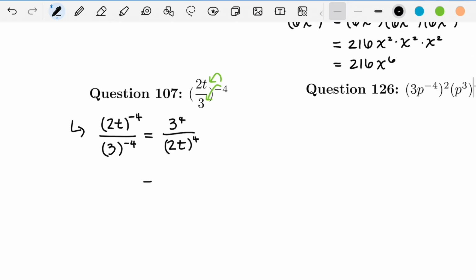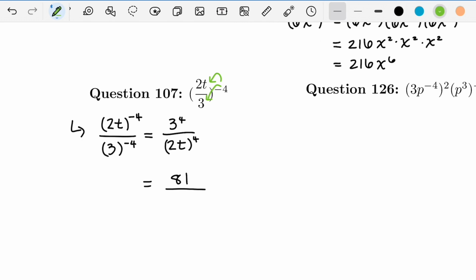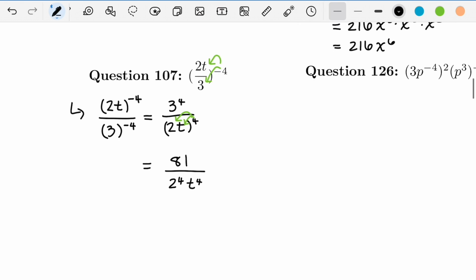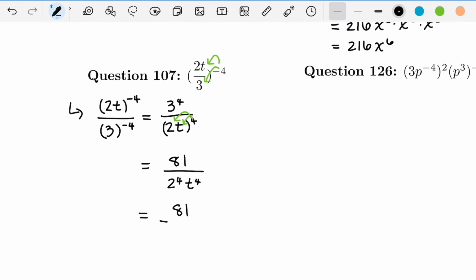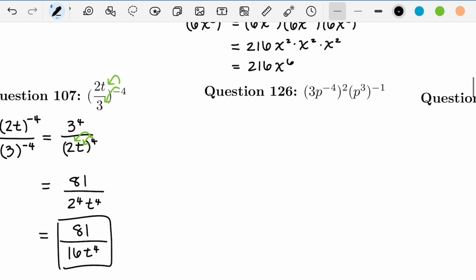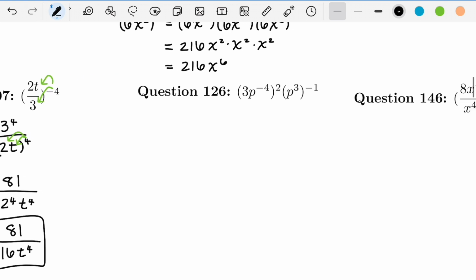All right, so 3 to the fourth power is going to give us 81 on the top. And then we know that this 4 on the bottom is going to be applied to this 2 and to this t here. So we're going to have 2 to the fourth power times t to the fourth power in the bottom. So finally, we're going to get 81 over 16 times t to the fourth power as our final answer.